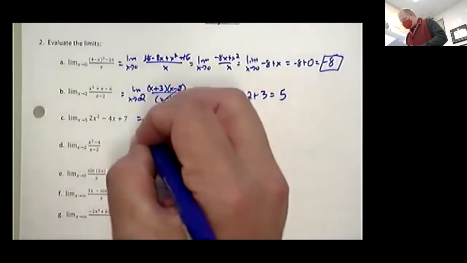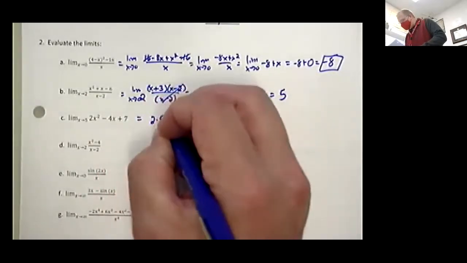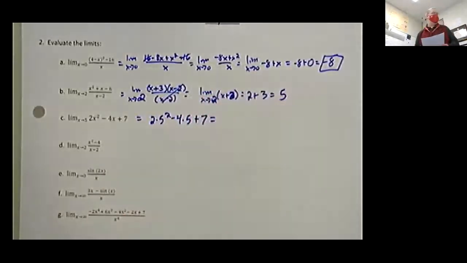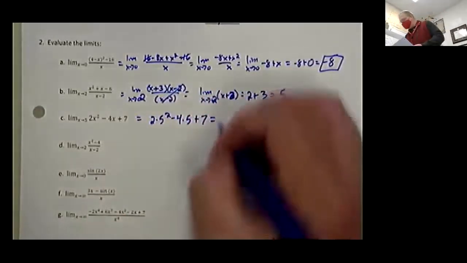Letter C, we don't need to do anything. We can just actually evaluate this one. So this is 2 times 5 squared minus 4 times 5 plus 7. We'll plug that in our calculator. That is 37.